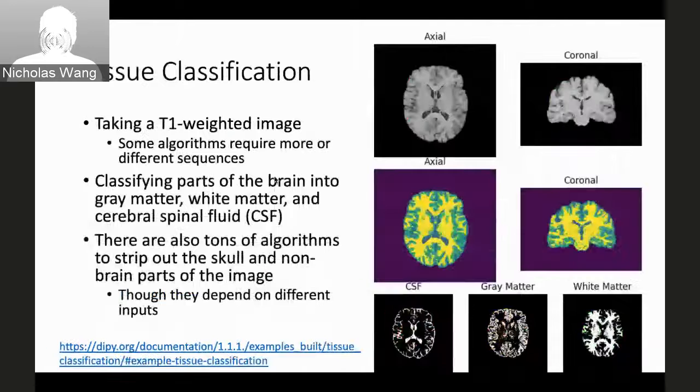And so other tools that are available beyond image registration, in the DIPy package, are tissue classification, which is another problem that comes up often in the neuroimaging setting. This is an example where you have a T1 weighted image, and you want to know what the different parts of the brain are. The classical parts are gray matter, white matter, and cerebral spinal fluid, CSF. And you can see this algorithm takes a T1 weighted image and splits it into the different components. And this is not exclusive to DIPy.